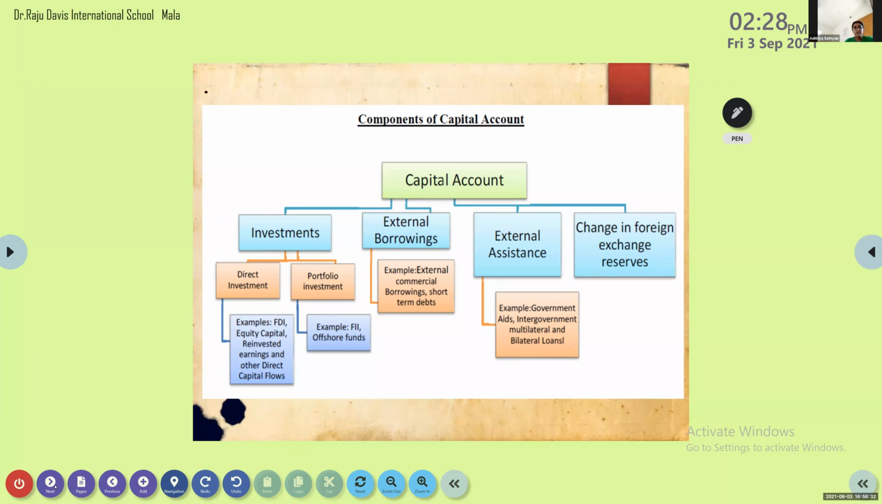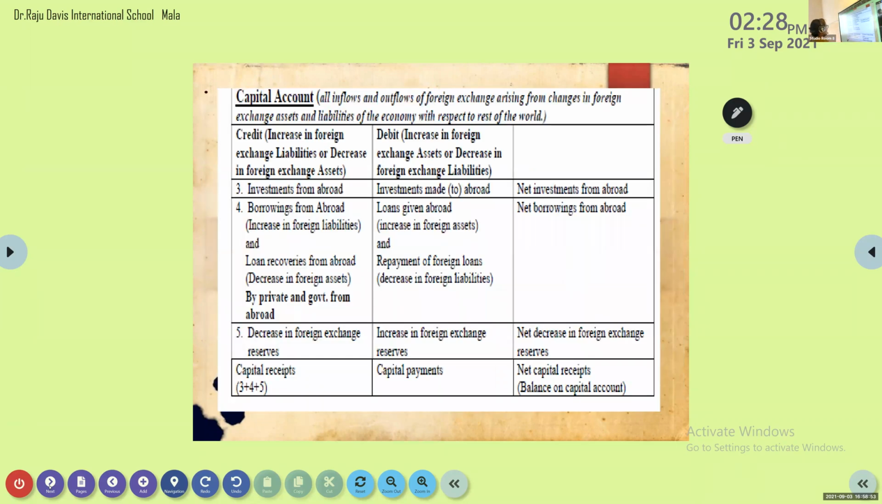Credit side. Here there is often a chance of getting confused. So just understand that whatever be the inflow, everything will be marked on the credit side. Here you see borrowings from abroad will be marked. For the time being, it is an inflow.